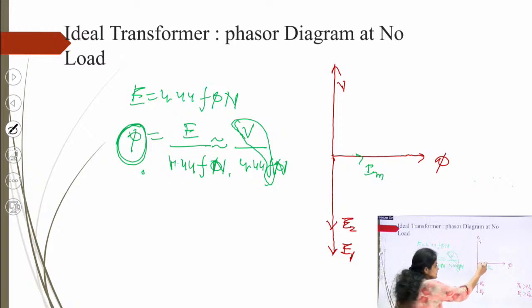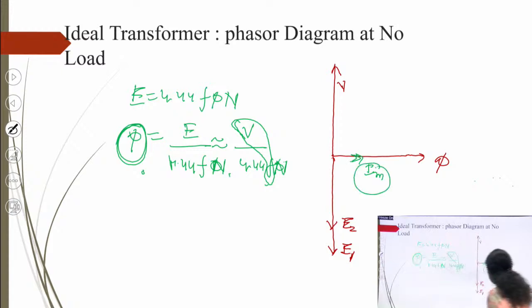So we just draw a very small phasor in the direction of flux, because this current is only responsible for producing that much flux. So this is the phasor diagram of the ideal transformer at no load. Now we are trying to develop the phasor diagram of the ideal transformer at load condition, right?